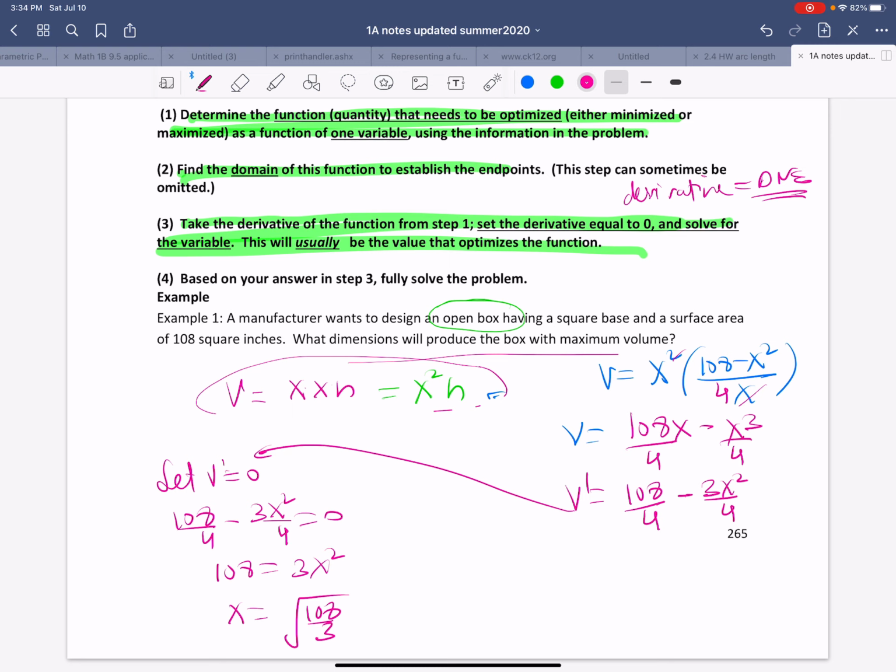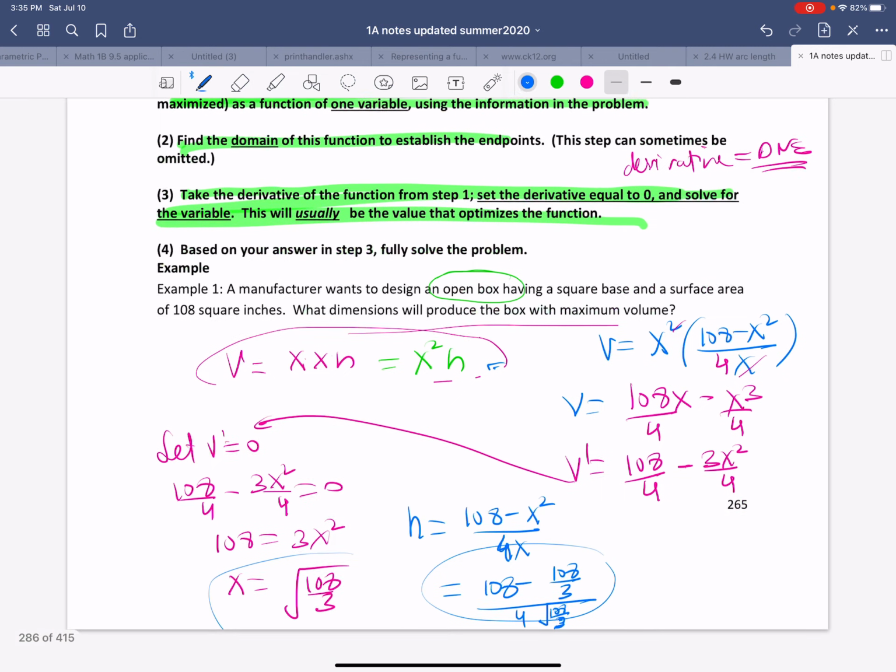Now this is the only place where I have a max or min. If you really want to verify your max, you can go ahead and pick two x values around it and then find the volume after you find the h as well. So for x, we earlier found a relationship between x and h. H was equal to 108 minus x squared over 4x. So that's going to be 108 minus x squared, with x being the square root of 108 over 3, over 4 times the square root of 108 over 3. Do these calculations using the calculator. We do have a value of x and h that will give me the maximum volume.